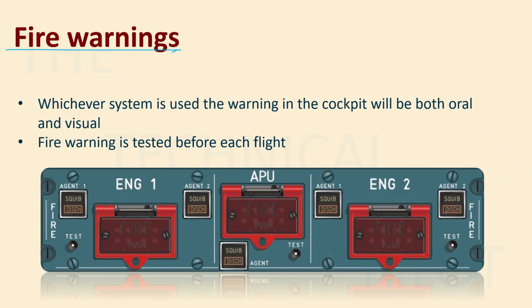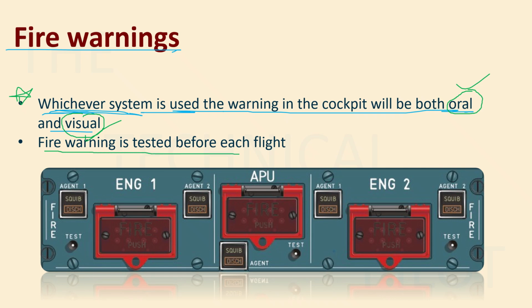Now, the fire warnings. What are the fire warnings in the cockpit? Whenever the system is used, the fire warning in the cockpit will be both oral and visual. Whichever system you use, be it the gas filled detectors we studied, the differential expansion, or firewire detectors, there will always be an oral and a visual warning. There will be sounds, there will be bells in the cockpit, and there will also be lights in the cockpit. This is also a very important question for your exam. Remember this. And the fire warning is tested before each flight.